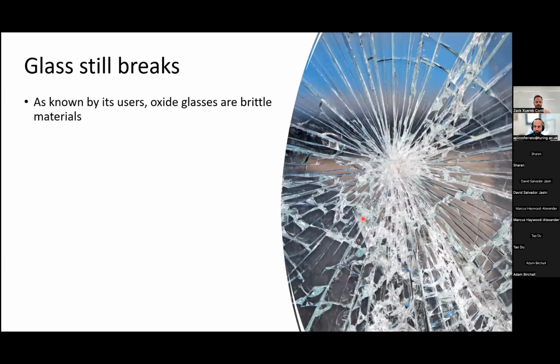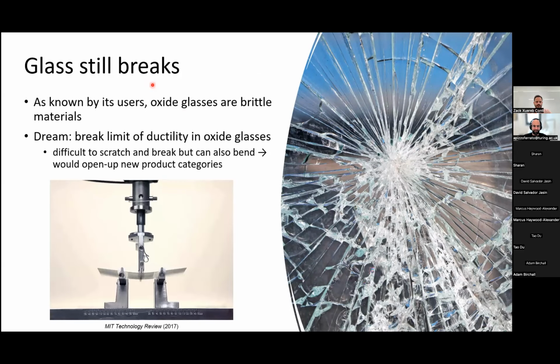Okay, so that was structure, what we have been trying to do with structure at different length scales. As a materials engineer, I'm not just interested in structure for the purpose of structure, because we want to use it for making better glasses. As is very well known from daily life, glass still breaks, and these are brittle materials. Of course, our research dream is to break these limitations and to make things that we can at least to some extent bend and that can have what we call plastic deformations, to open up new product categories.